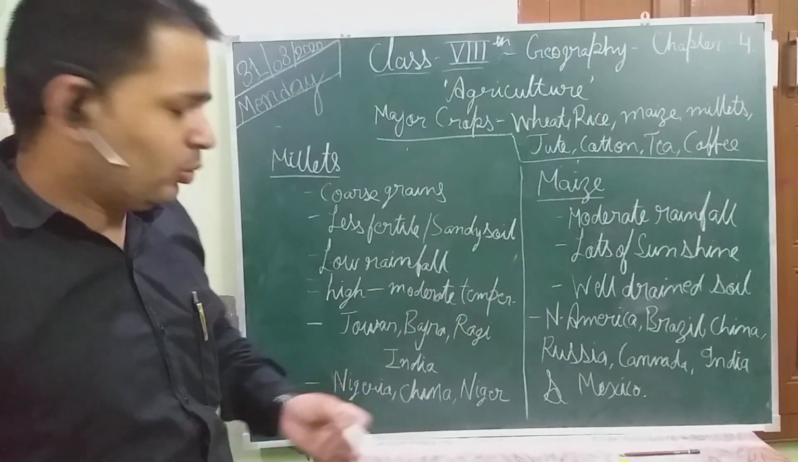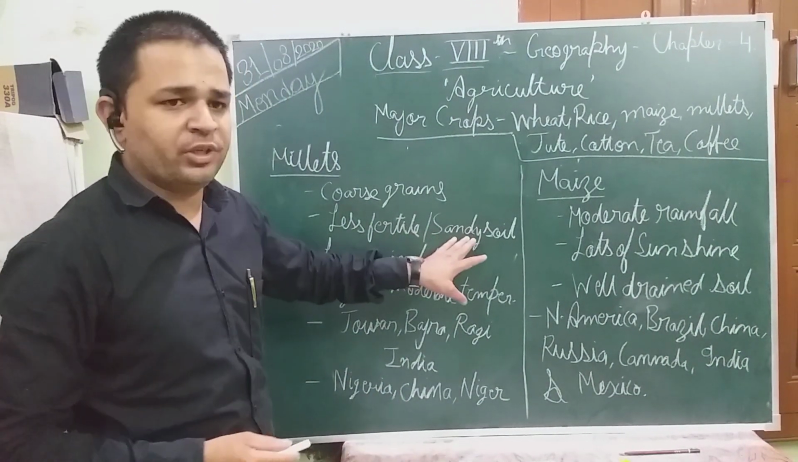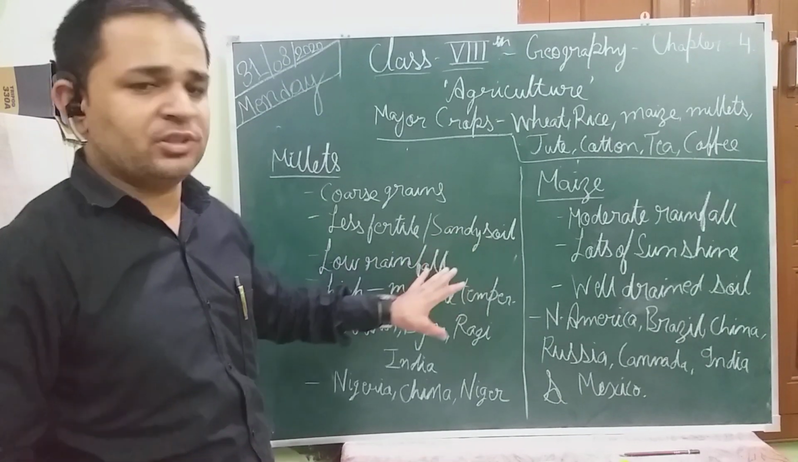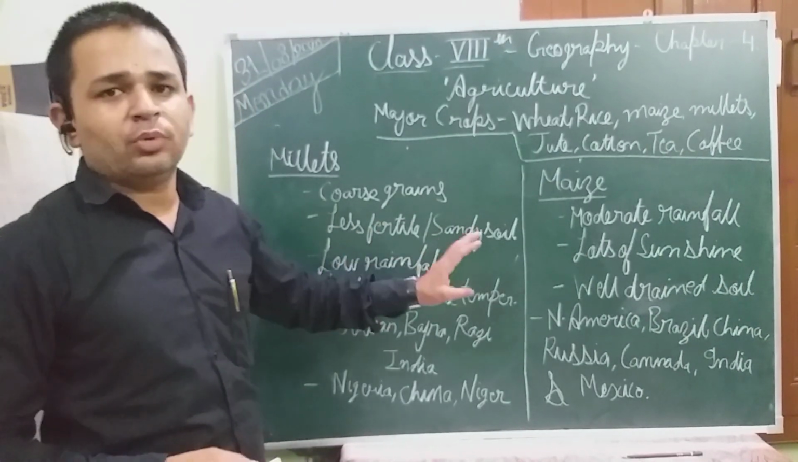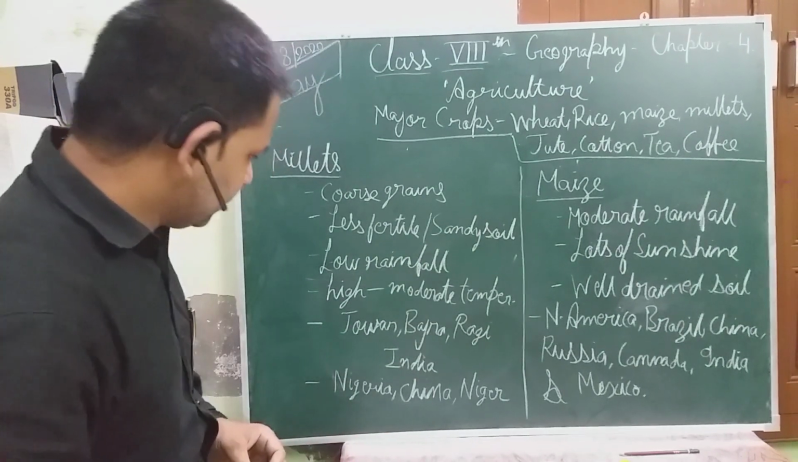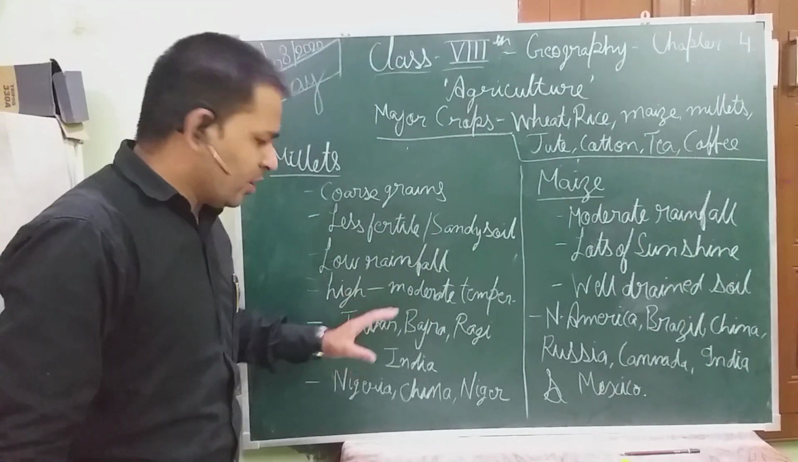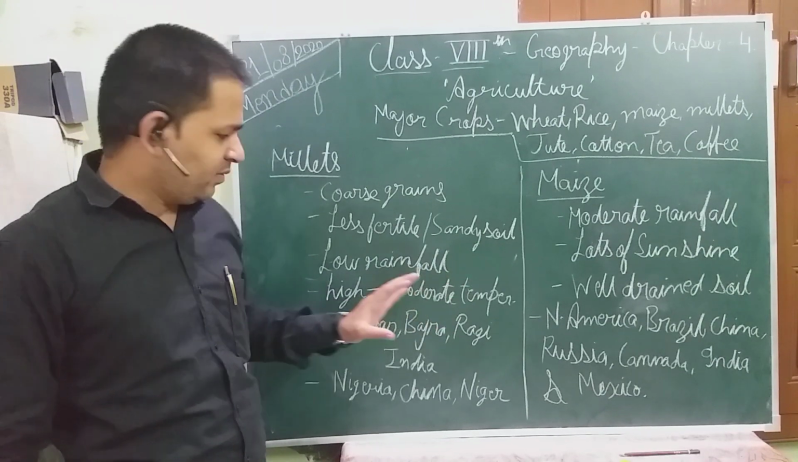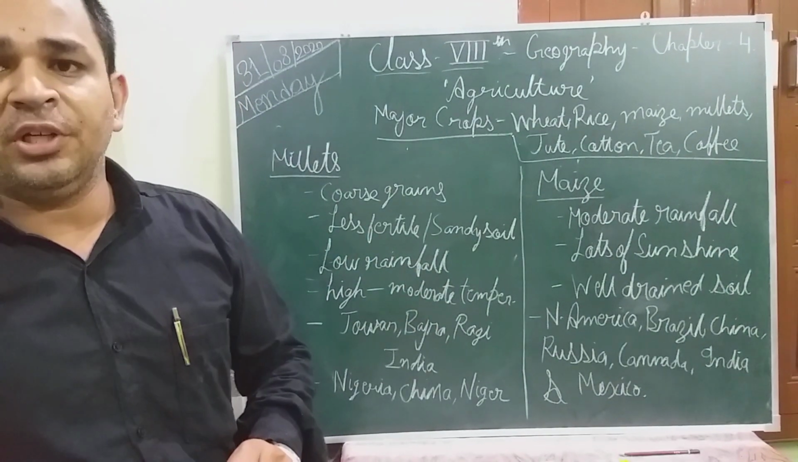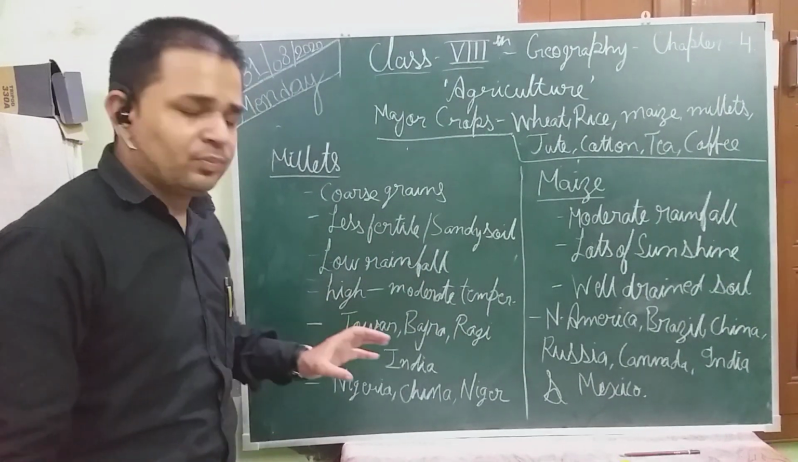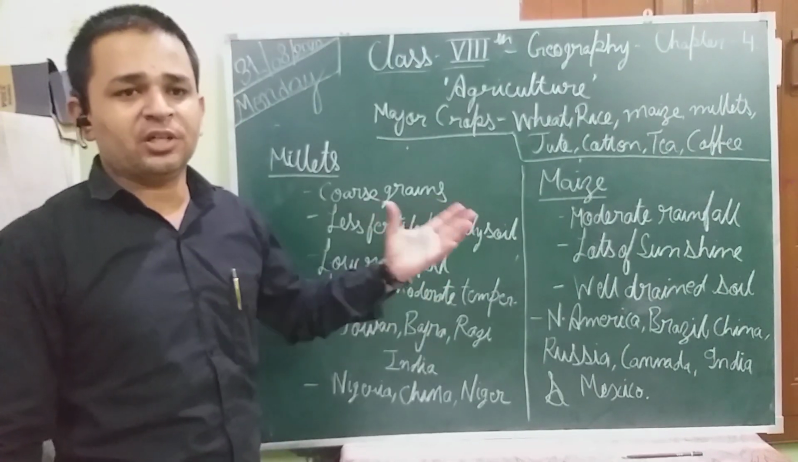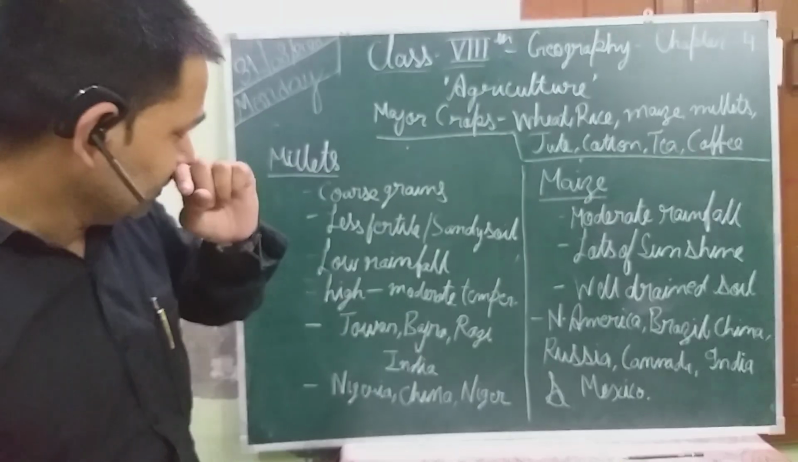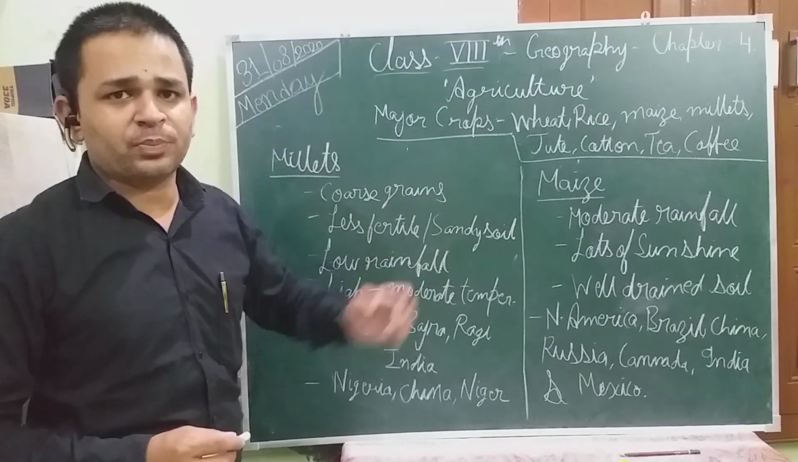It requires a low rainfall. Of course, since we have already mentioned sandy soil, it requires a low rainfall. It requires high to moderate temperatures. Jowar, bajra, and ragi are the varieties of millets that are grown in India. If we speak about other countries, Nigeria, China, and Niger are the countries which grow millets in surplus.